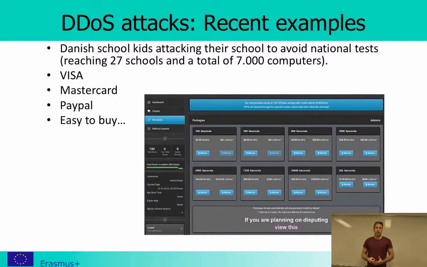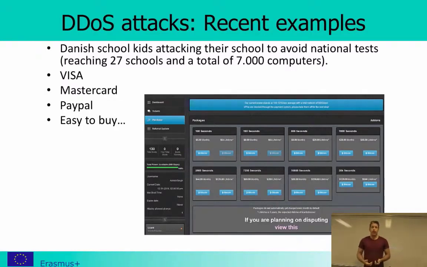There are the big examples like Visa, MasterCard, PayPal, who have been attacked, but there is also a story about a Danish school where the school kids didn't want to do a national test that all school kids in Denmark have to do, so they decided to launch a DDoS attack on their school at that particular time and day. And in fact, they managed to interrupt the exam and the test not only at their own school, but in 27 schools, and they managed to lay down a total of 7,000 computers, and these were just school kids who managed to buy it online.